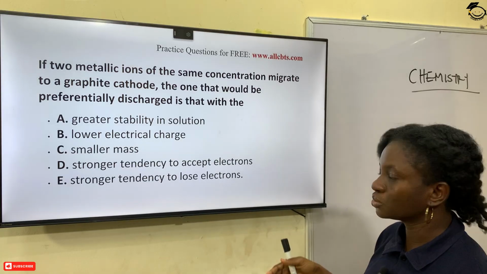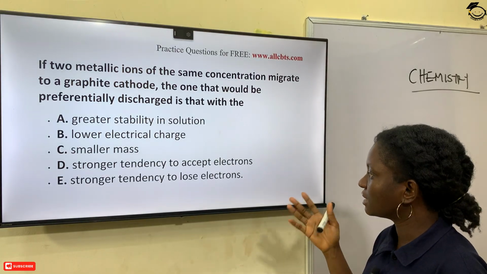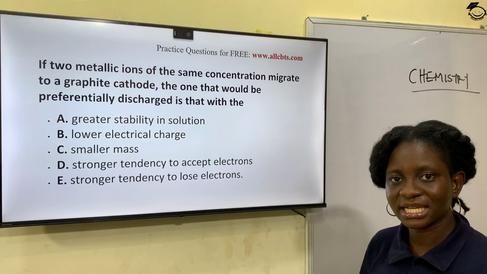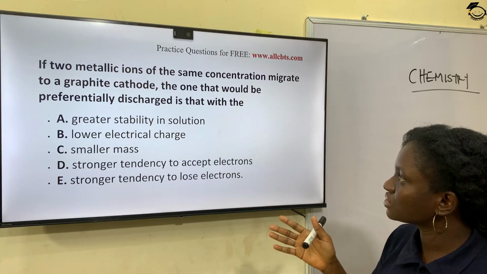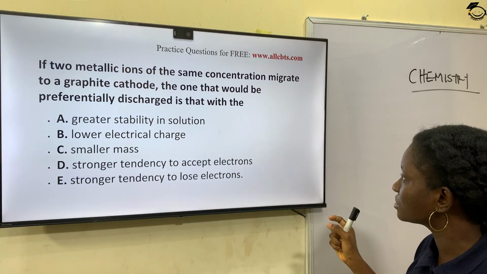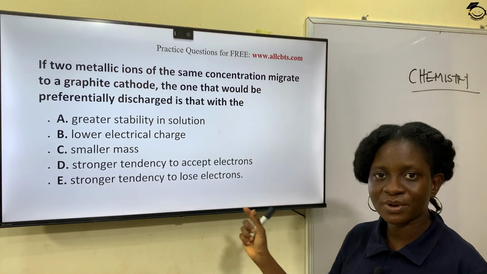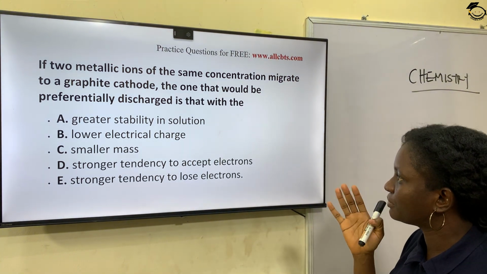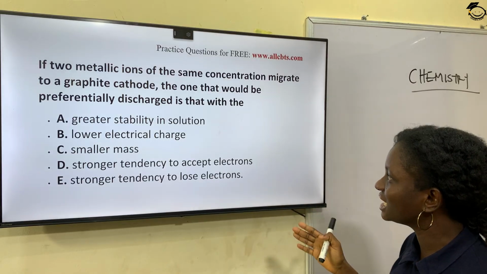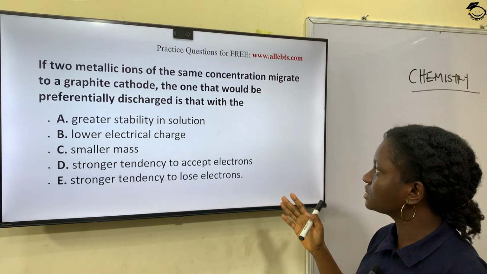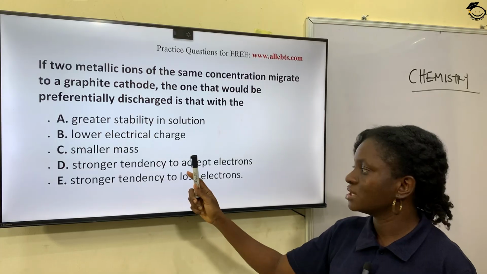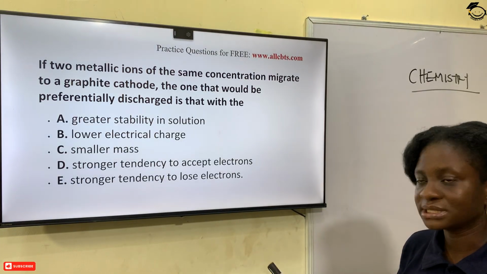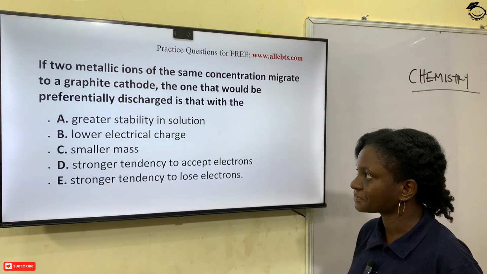At the cathode, we have the tendency of gaining electrons. So the question says, if two metallic ions of the same concentration migrate to the cathode, that's negatively charged, the one that will be preferentially discharged is the one with stronger tendencies to accept electrons. Option D is the correct answer.